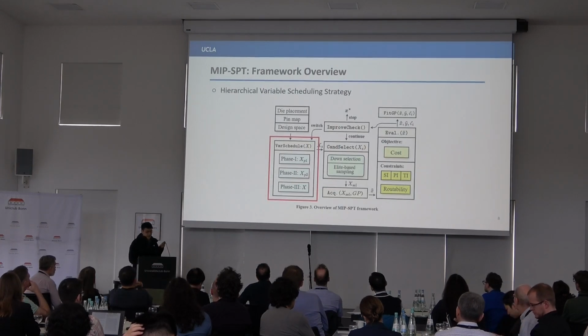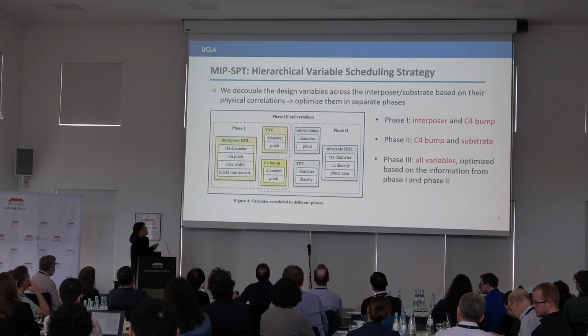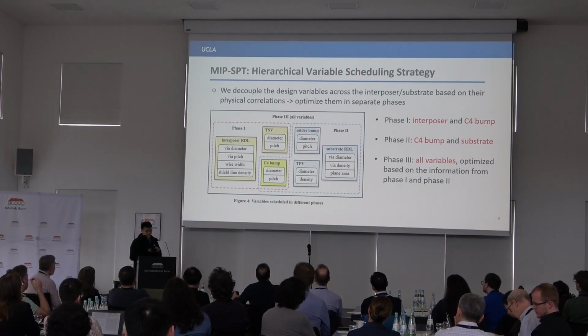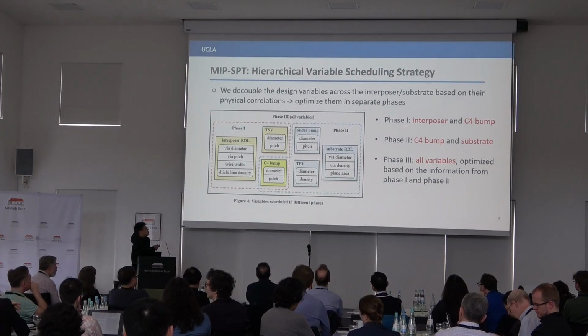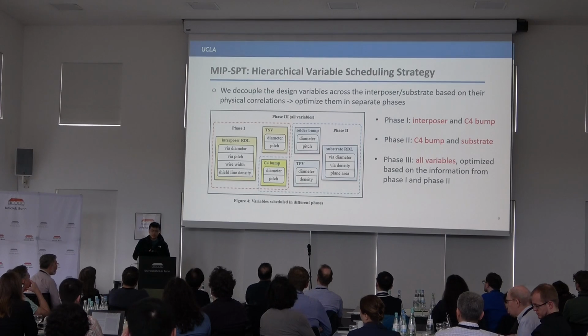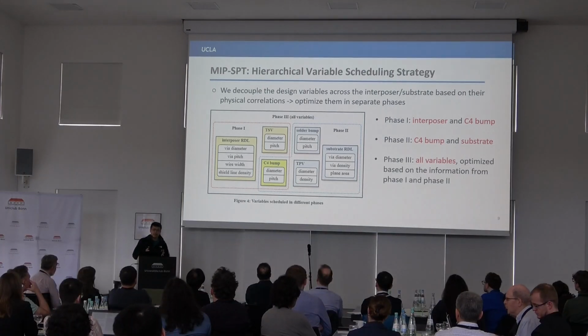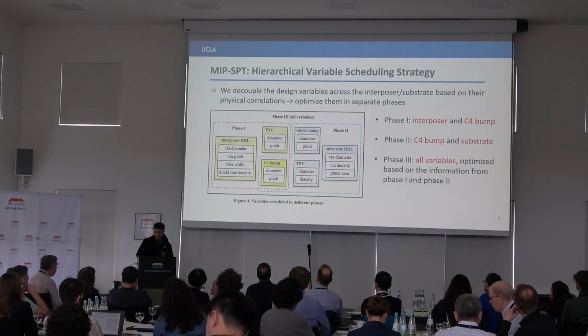Then let's go to one of our key strategies, that is the hierarchical variable scheduling strategy. In this strategy, we divide the parameters into different phases and optimize them accordingly. Well, in phase 1, we optimize the parameters of the interposer and signal bump. And in phase 2, we do signal bump and substrate. We optimize the signal bump in both phases because it is a bridge between the interposer and substrate. And in phase 3, we optimize all variables based on the information from phase 1 and phase 2.